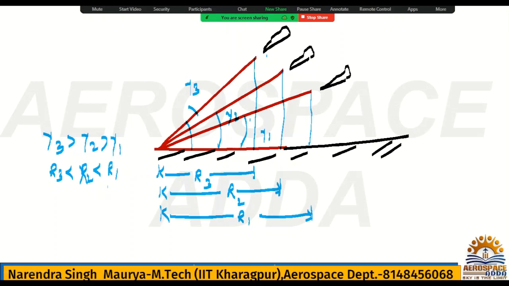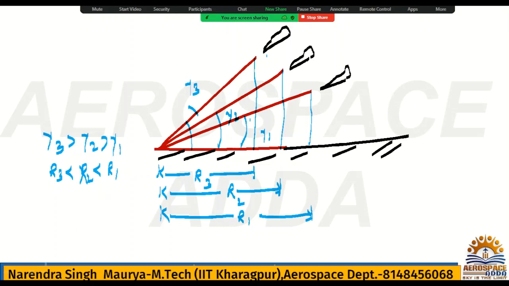So what will the aircraft try to do? It will try to fly as a gliding flight, and that gliding angle must be very small so that it can travel more distance, and it can land at a nearby airport, an emergency landing. I hope you understood this. This is one way.